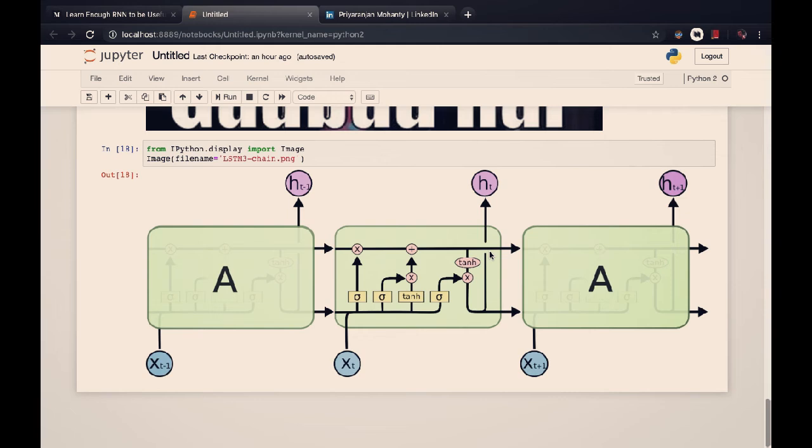There are four gates, and these gates are a way to optionally let information through: what information we want to forget, what information we want to remember, which information will have higher weightage. All those things are taken care of by these gates. These gates are like different neural networks, and when you train your neural network, these gates also learn, and depending upon that, they help this LSTM, a special case of RNN, to learn long-term dependencies.